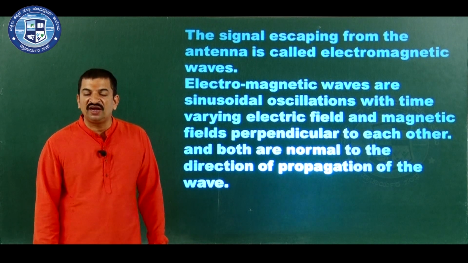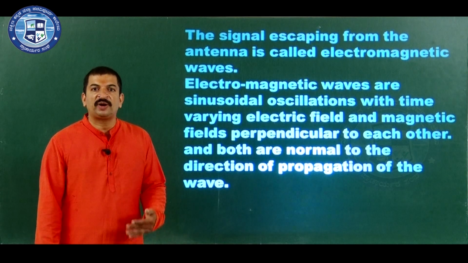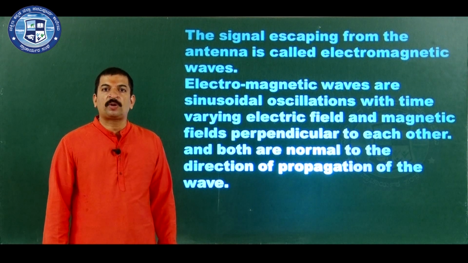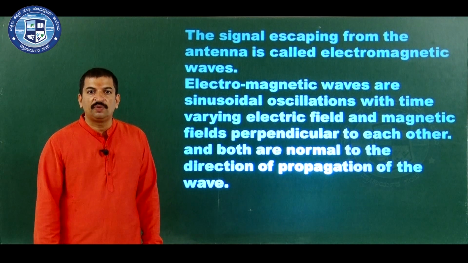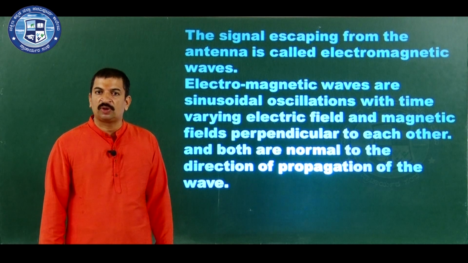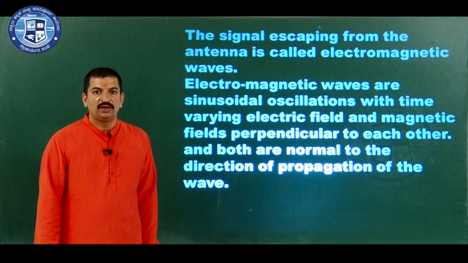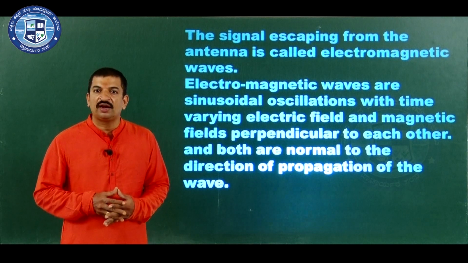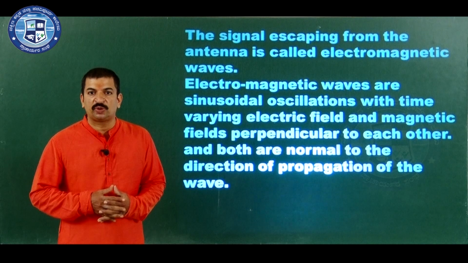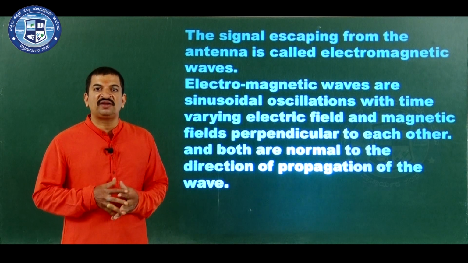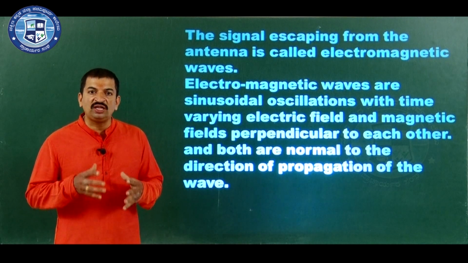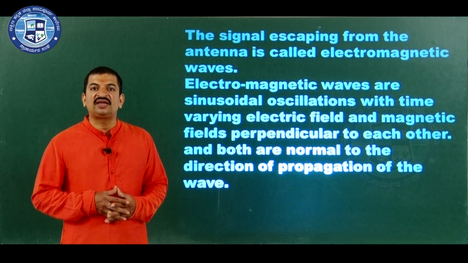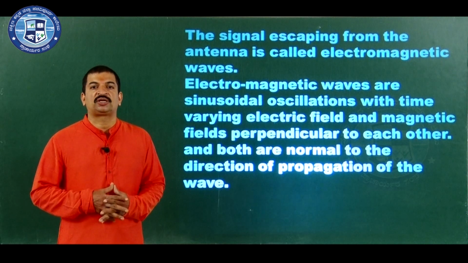Now, the electromagnetic waves consist of electric field and magnetic field components spreading out in all directions. The electromagnetic waves propagate in Earth atmosphere with the speed of light, that is 3 into 10 to the power 8 meter per second. These electromagnetic waves do not require any material medium for their propagation and they are transverse waves. These electromagnetic waves exhibit all the properties of light such as reflection, refraction, interference, diffraction, etc.